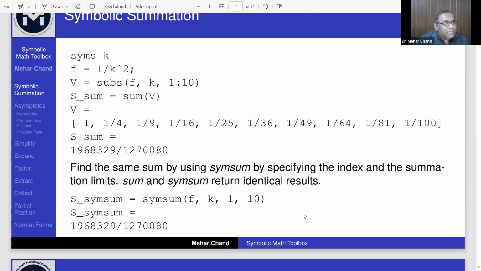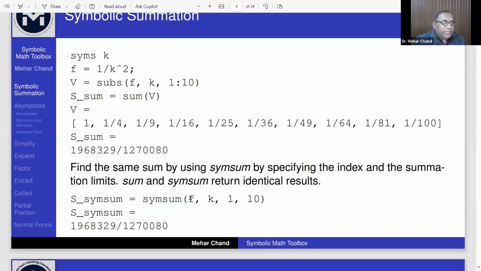And the other one, we have symsum. This is the symsum function. By using the symsum function, we can directly get this value. Sym means symbolic function. These are symbolic numbers or symbolic values. So what will the symsum function do? This will calculate or sum all the symbolic values, and it is an inbuilt function in MATLAB.